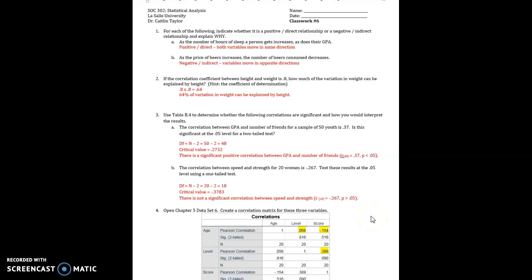So I'm here to talk through classwork number 6 on correlations. This answer sheet is posted on Canvas, but in case there are things that are unclear, I'm happy to go through the normal narration like I do when I put stuff up on the board.